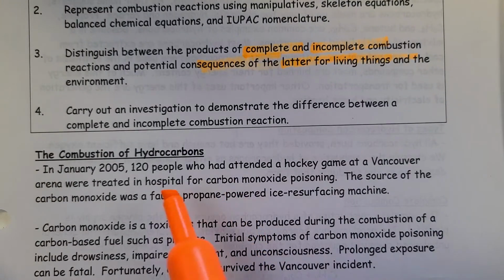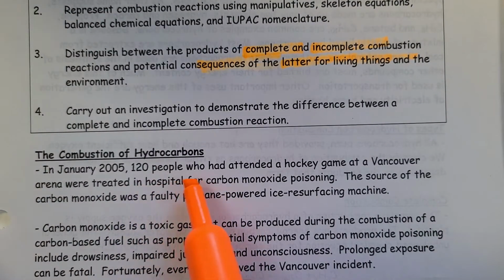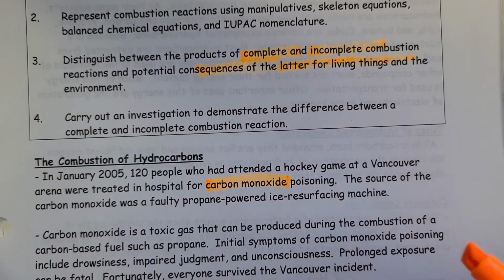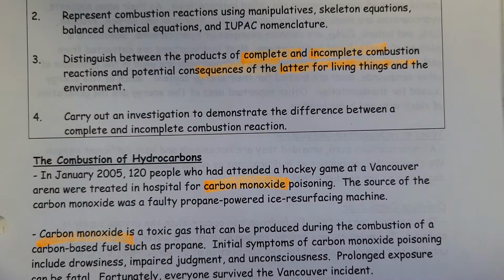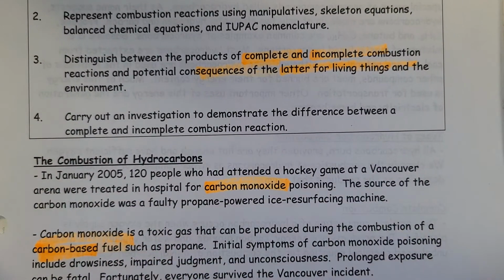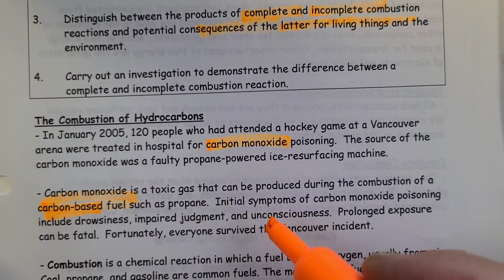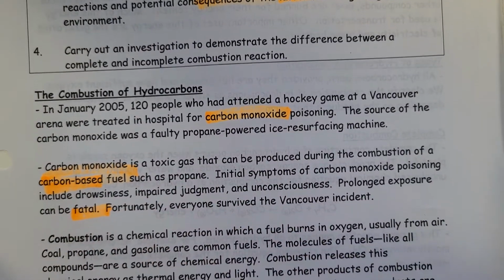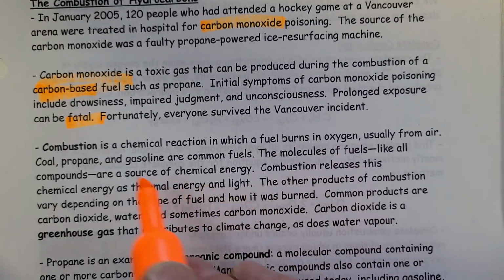In January 2005, 120 people who attended a hockey game at Vancouver Arena were treated in hospital for carbon monoxide poisoning. The source of the carbon monoxide was a faulty propane-powered ice resurfacing machine. Carbon monoxide is a toxic gas that can be produced during the combustion of a carbon-based fuel such as propane. Initial symptoms of carbon monoxide poisoning include drowsiness, impaired judgment, and unconsciousness. If we continue to get exposed, it could be fatal. Fortunately, everyone survived that incident.